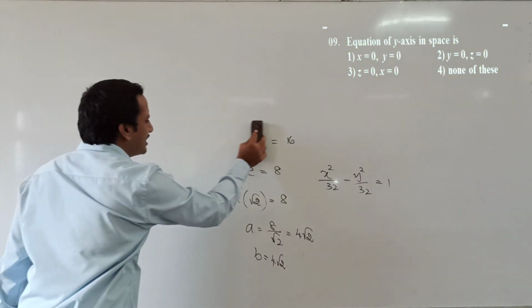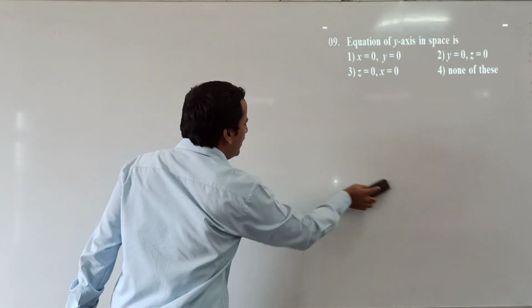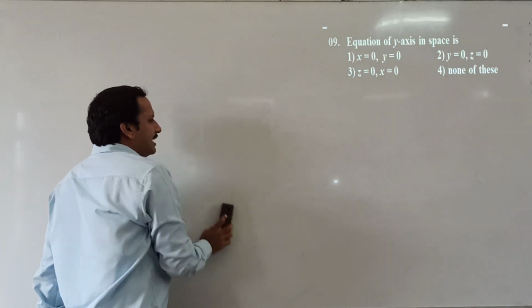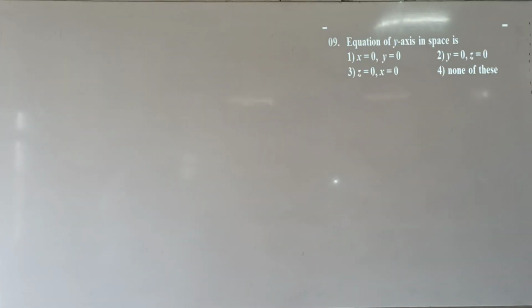So on y-axis in space, that is, I am talking about 3D geometry. On y-axis, the x coordinate is 0, z coordinate is also 0. So the answer is x equal to 0, z equal to 0, which is the third option.